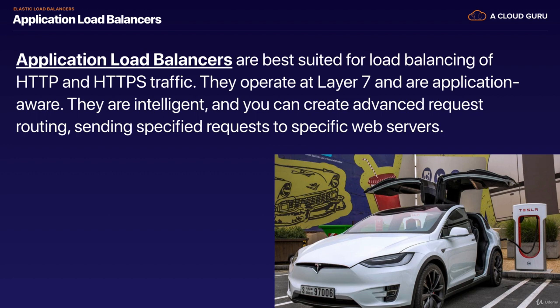It can see inside the application, it can see all the requests that you're making. It can see even the individual HTML, so it can make intelligent decisions. So application load balancers are intelligent. You can create advanced request routing, sending specified requests to specific web servers. So I want you to think of an application load balancer like a Tesla Model X. They look really, really cool. They're super intelligent, and they can essentially do very advanced routing, like the Tesla does autopilot.